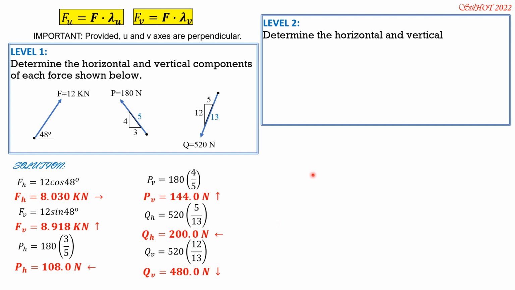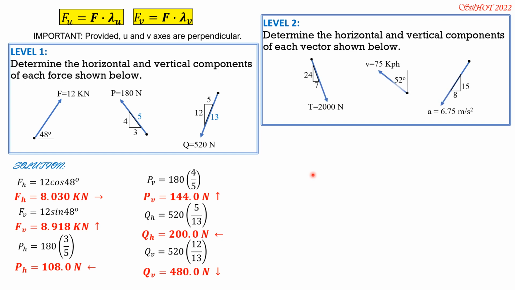Level 2 problem. Determine the horizontal and vertical components of each vector shown below. So the first vector is a force, the second vector is velocity, the third vector is acceleration. So these are vectors with components, and the components may be positive or negative. For the first one, it is directed down to the right, so rightward for the horizontal, downward for the vertical. Familiar with the proportion 7 to 24, so the hypotenuse is 25. Therefore, T horizontal is 2000 times 7 over 25 rightward.